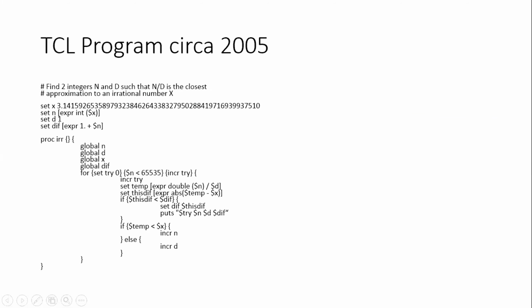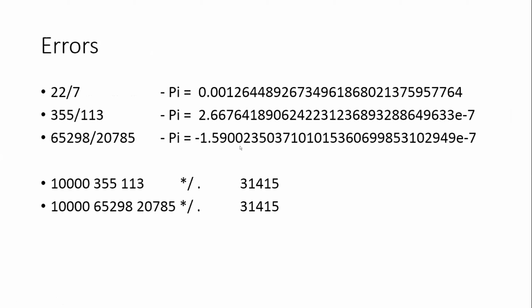And this is what the program in TCL that I wrote in 2005 looked like. I tried to run it again this past week and it wouldn't run, so I don't know what I was doing wrong. But in any case, I figured out what the errors were for 22 divided by 7 and 355 divided by 113, which are very good approximations. But to the limit of 16 bits, these are N and D for that, and you get about twice the precision as 355 over 113.